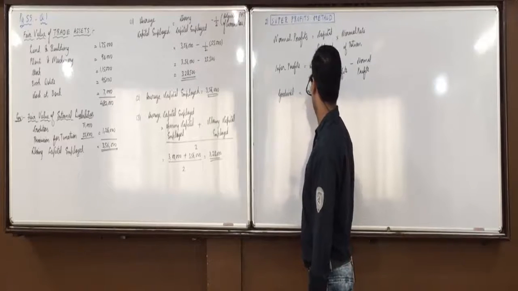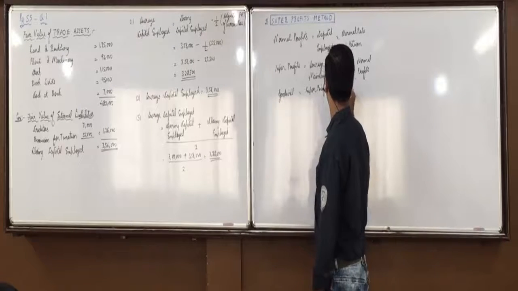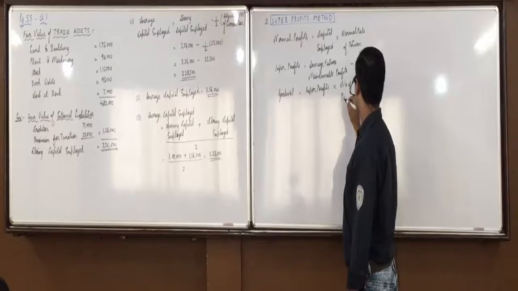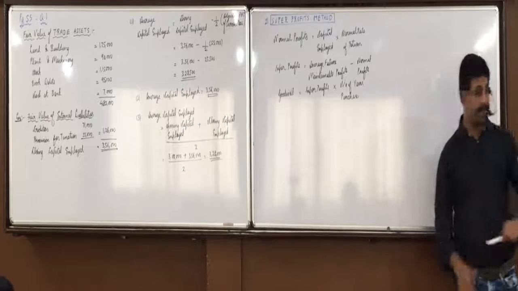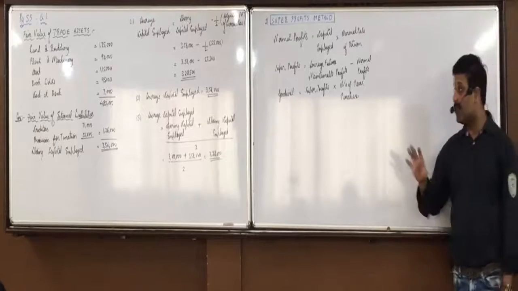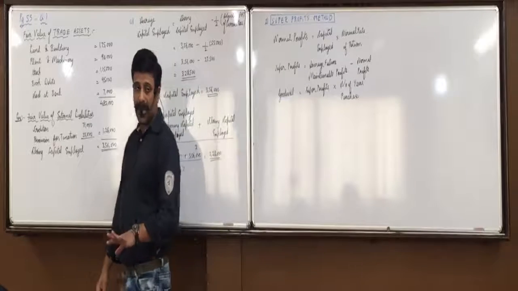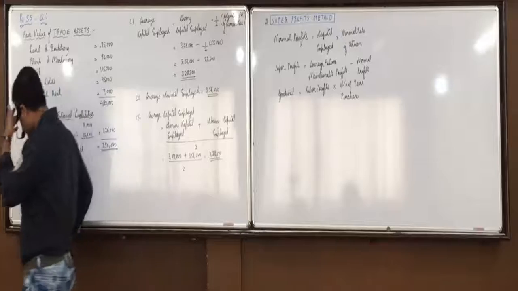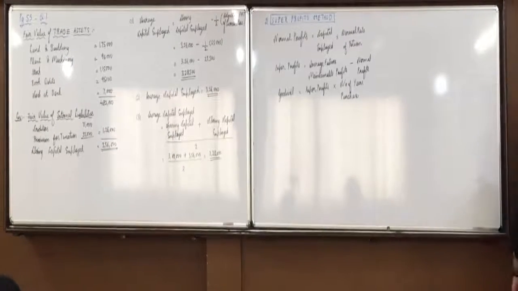And then what would be the value of goodwill? Super profits into number of years purchase. Note down the formula. Did everyone understand this? So this is how we would find the goodwill. But first two workings: average future maintainable profits and capital employed. Then we will apply these three steps. Now next we take up the capitalization of profits method.